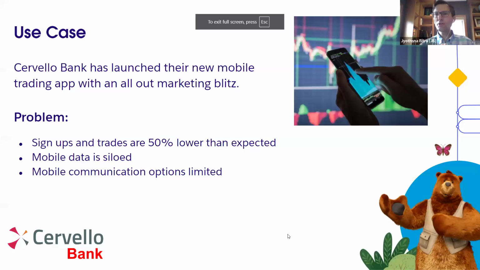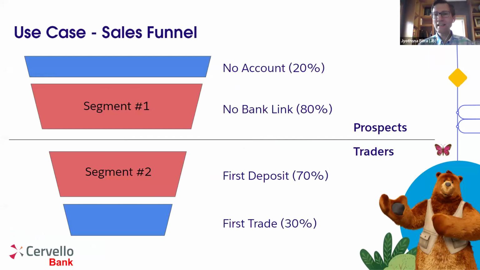Okay, so our use case is Cervelo Bank has created this mobile app, and the application signups and users are lower than expected. When they dig into the reasons why, they notice within the prospect group there's a big bottleneck where people have signed up, but they haven't linked their account, their bank. Once they do link their account, they usually move right ahead and start making a lot of trades. So we worked in Data Cloud last session to create some segments that would identify these no bank linkers in Data Cloud and sync them over to Marketing Cloud.